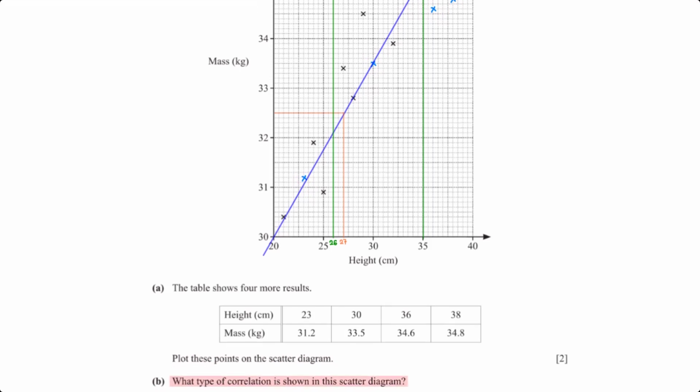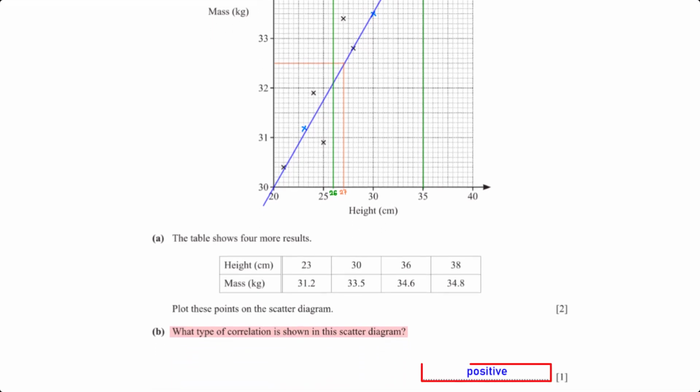What type of correlation is shown in this scatter diagram? From the scatter diagram, we see that as the heights of the goats increase, there is a general increase in their mass, and so this type of correlation is positive.